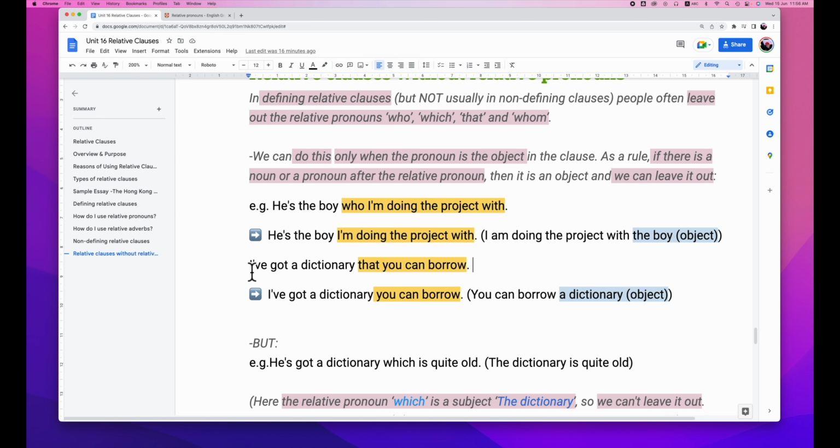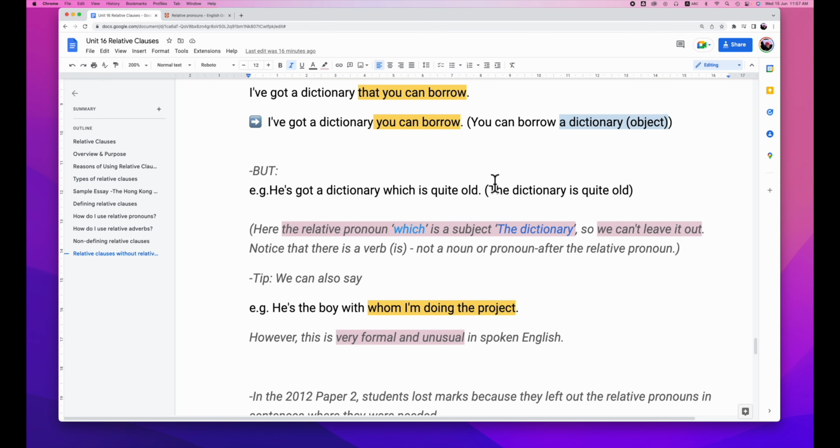Another example, I've got a dictionary that you can borrow. You can borrow what? You can borrow a dictionary. A dictionary is an object, and it is also the word that the relative pronoun refers to. If there is a pronoun or a noun after a relative pronoun, then it is the object, and we can leave the relative pronoun out. However, it is not possible if it is a subject.